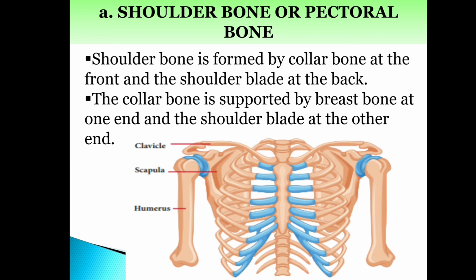Shoulder bone or pectoral bone. The shoulder bone is formed by the collar bone at the front and the shoulder blade at the back. The collar bone is supported by the breastbone at one end and the shoulder blade at the other end.